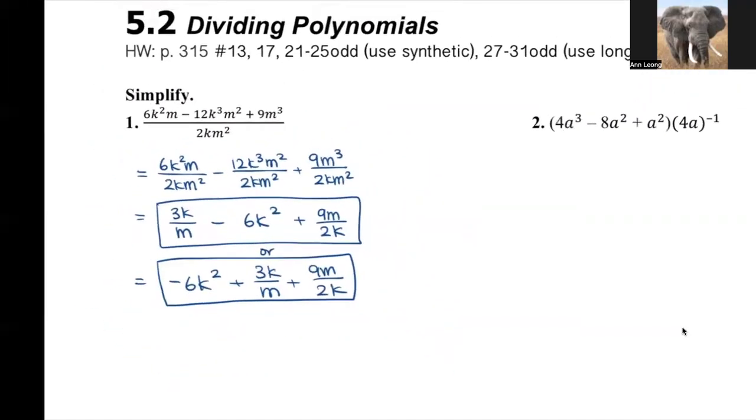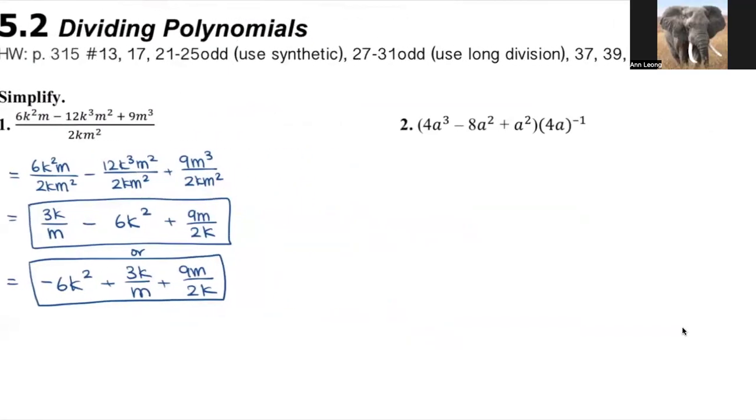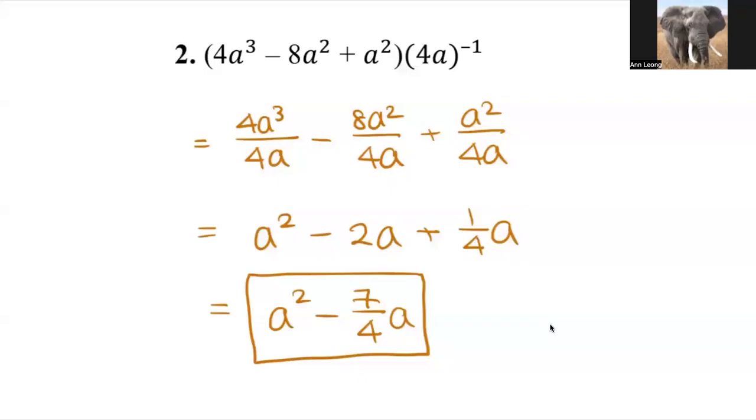Go ahead and try it for number 2. Just remember that the exponent of -1 means that this is being divided by 4a. Once you're ready, pause the video, try it out, and then unpause to see the answer. Here's my answer and my work. I didn't notice that these two were actually like terms. I could have added them earlier, but I realized it once I got here, so I added it at the end. Either way, final answer.